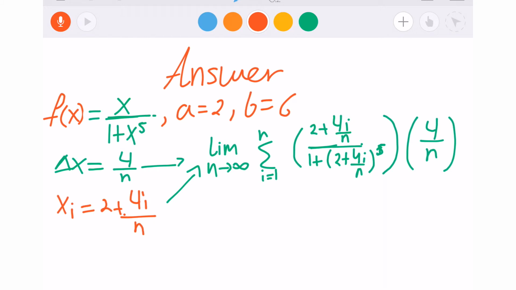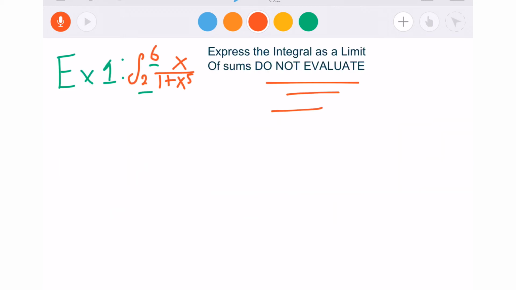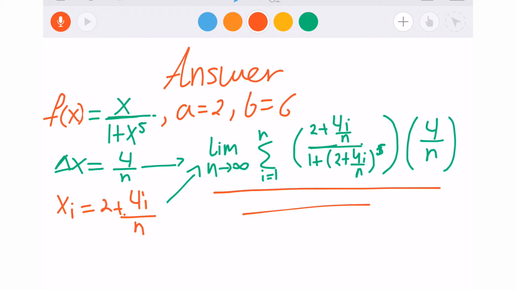All right, so I assume that you guys have paused the video, and the answer for this is right here. It seems long, but it's actually pretty short in terms of the solution. So our function f of x is equal to x over 1 plus x to the 5th power. Our lower bound is 2, and our higher bound is 6. So we have a equals 2 and b equals 6. We find delta x first, which is b minus a, 6 minus 2, over n. So it's equal to 4 over n. X sub i is your starting value, 2, plus i times delta x, which is 4i over n.